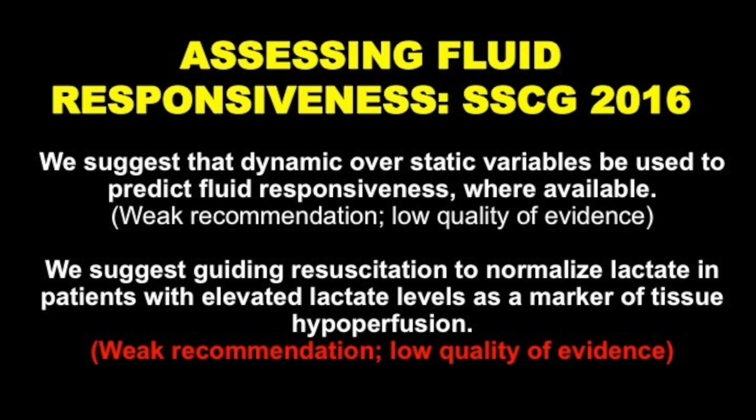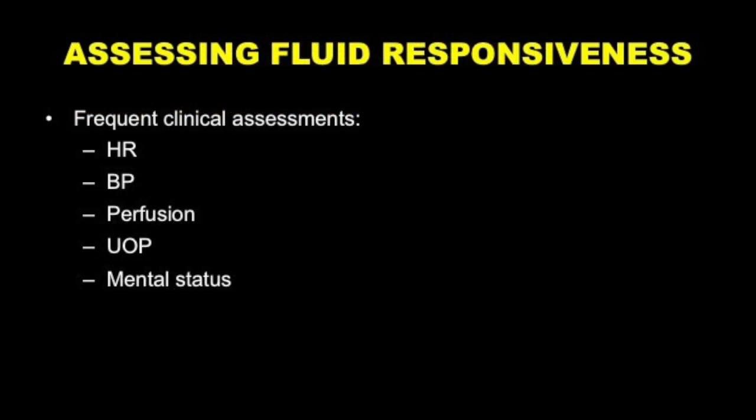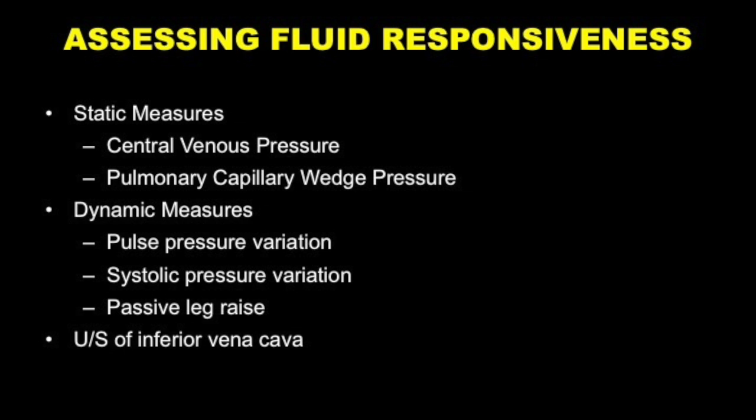So the first thing that we do for assessing fluid responsiveness is frequent clinical assessments. Heart rate, blood pressure, markers of perfusion, urine output, and mental status. Okay? With respect to static measures, these are central venous pressure and pulmonary arterial blood pressure. Those are not recommended by the guidelines. The dynamic measures are pulse pressure variation, which I'll show you in a second, or systolic pressure variation, and this passive leg raise. Have you guys heard of this? You know what that is? We'll get to it shortly. Ultrasound can also be used to look at your inferior vena cava as a surrogate marker for filling pressures. Okay?